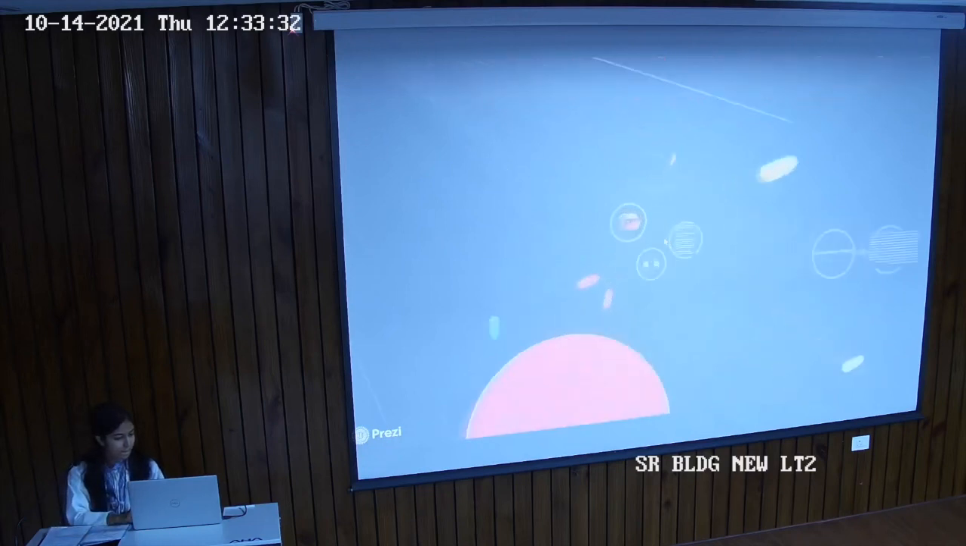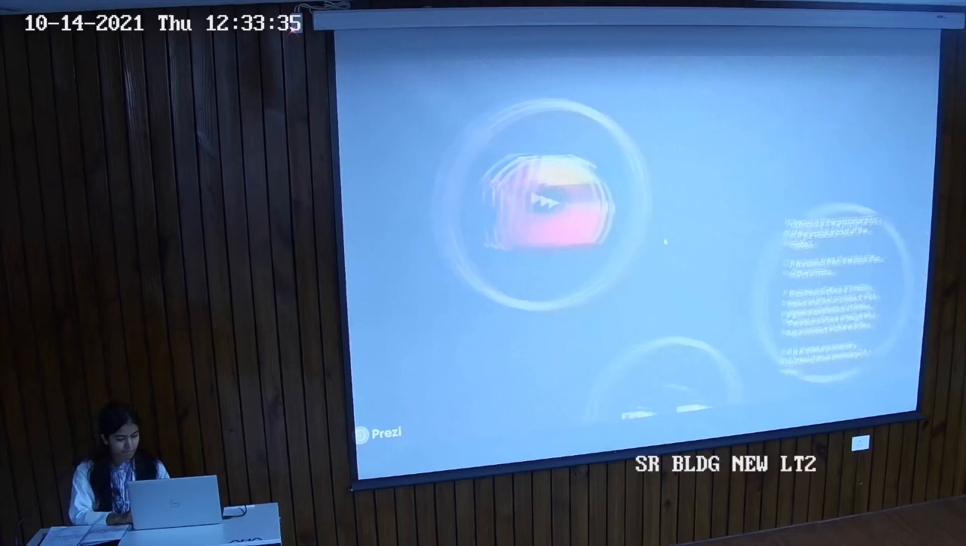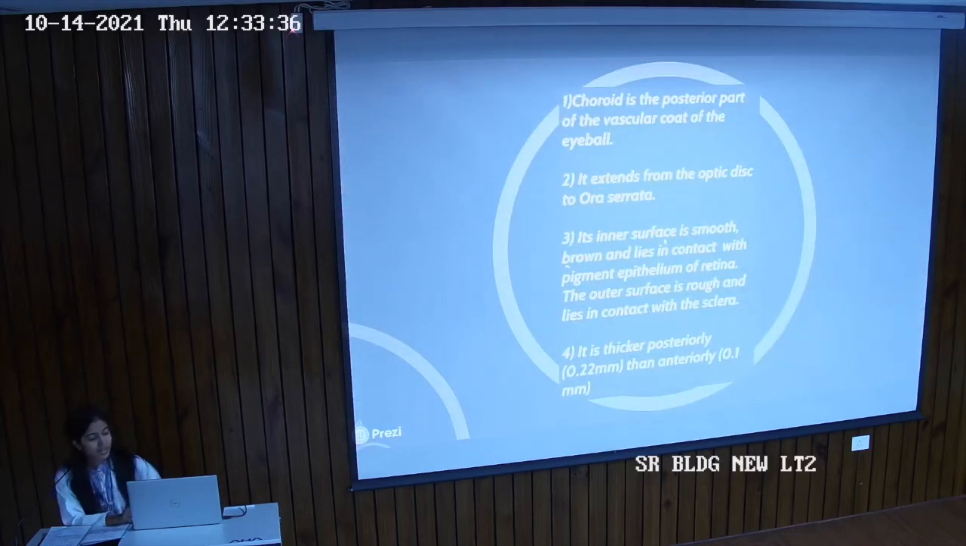It is the posterior part of the vascular coat of the eyeball. It extends from the optic disc posteriorly to the ora serrata.